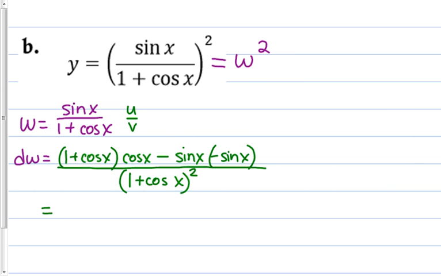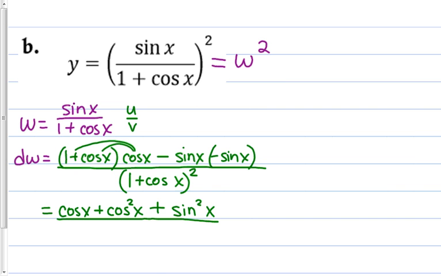Let's see. 1 plus cosine x times cosine. So I'm going to go ahead and just multiply. So I have cosine x plus cosine x, but it's squared. And then minus sine x times negative sine x. Okay, so the negatives become positive, and then the sine x's are squared. And then this is all above 1 plus cosine x squared.